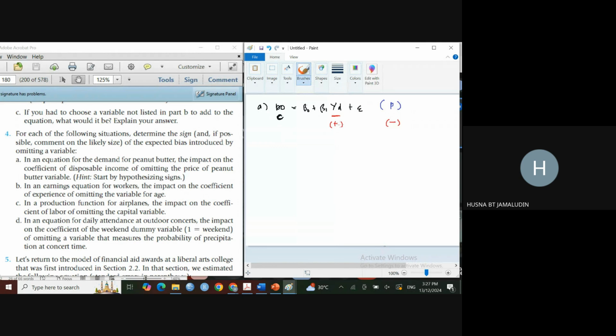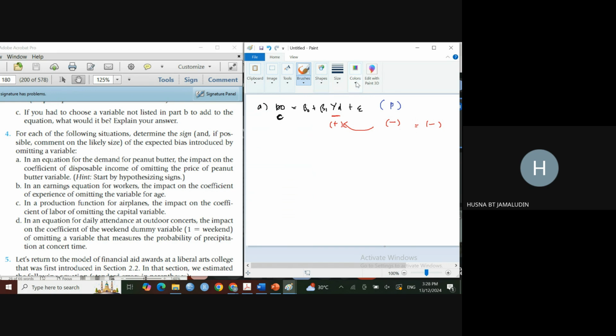So now your income is positive, but because you omitted the price, and the price is negative, this negative will affect the plus sign of the income. So what happens is that you have plus and minus. When you have plus minus, what is the bias? It will become minus. So this is the bias that you introduce when you omit the price, because price has a negative relationship with the demand, but you omit it, so this negative will affect the disposable income. So basically your bias is negative.